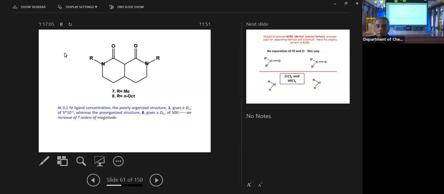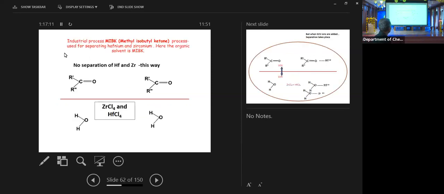So this became our kind of motivation. So we said, let us look at the MIBK process. What did we see in the MIBK process? We found that zirconium tetrachloride and hafnium tetrachloride are used, in methyl isobutyl ketone and water. Specifically in this part, the hafnium goes into the organic solvent part.